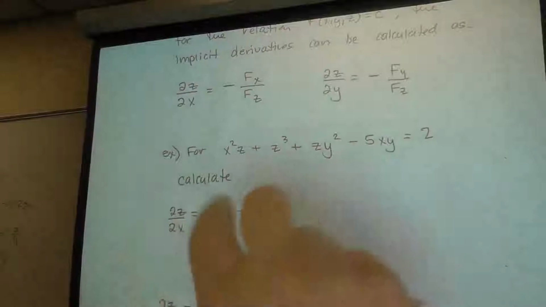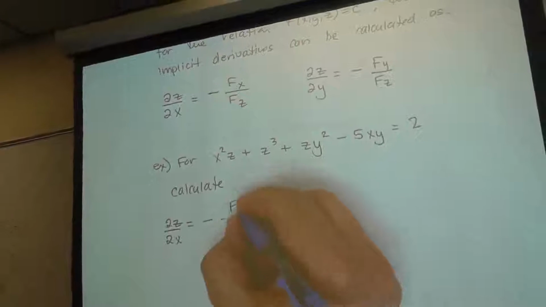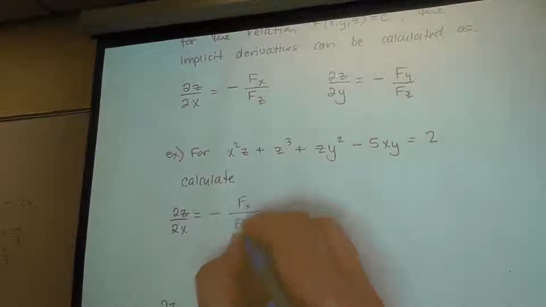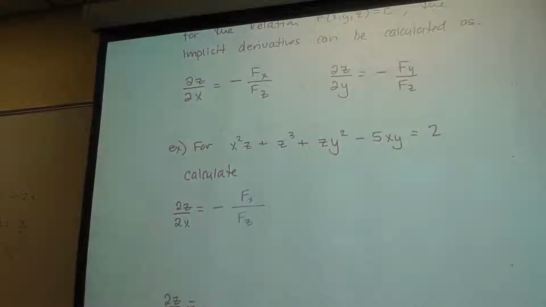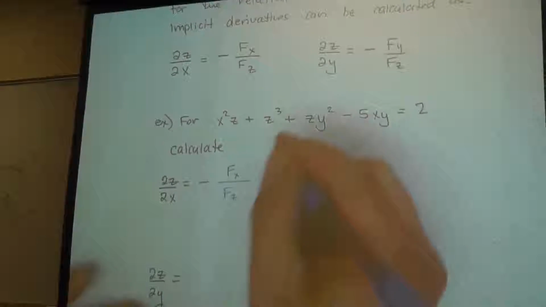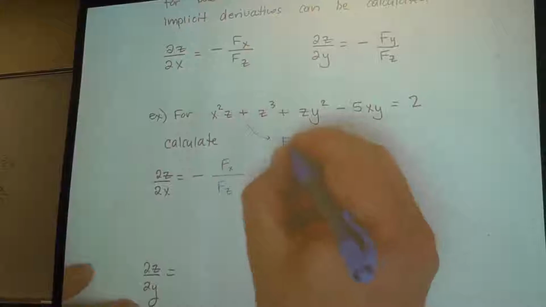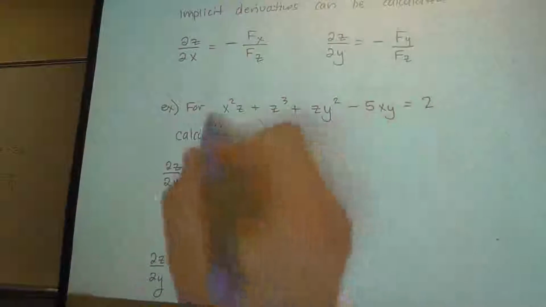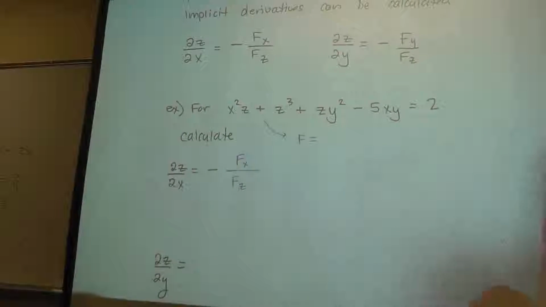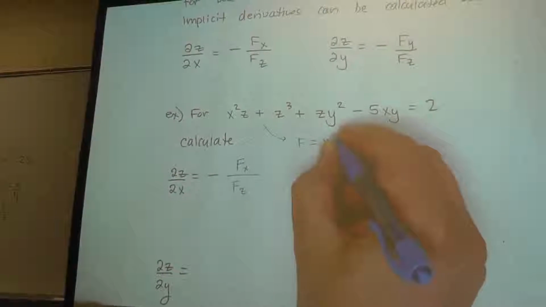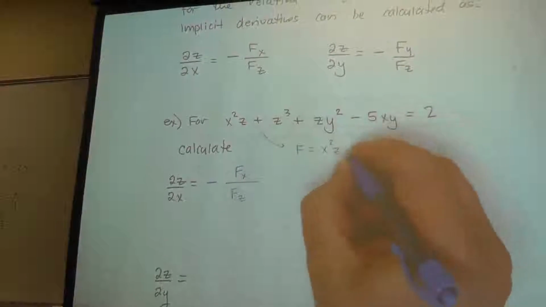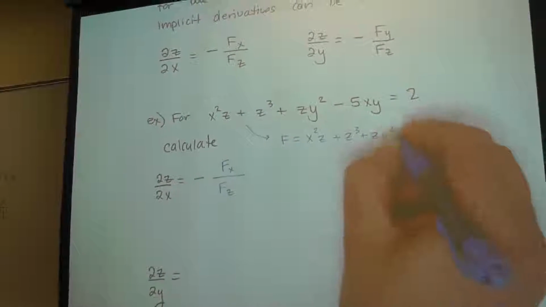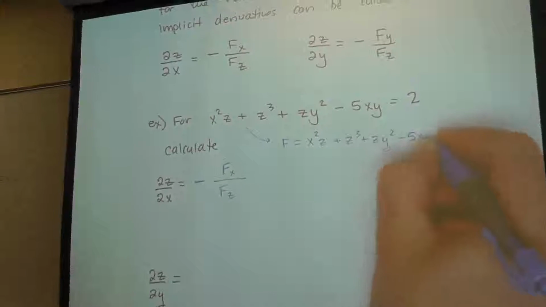So, according to my implicit derivative calculation, if I want z's partial with respect to x, I need to do negative the fraction of capital F's partial with x over capital F's partial with z. But keep in mind, I haven't really defined what F is yet. F always comes from your surface. So essentially, it's just the variable expression that's in your surface: x squared z plus z to the third plus z y squared minus 5xy.